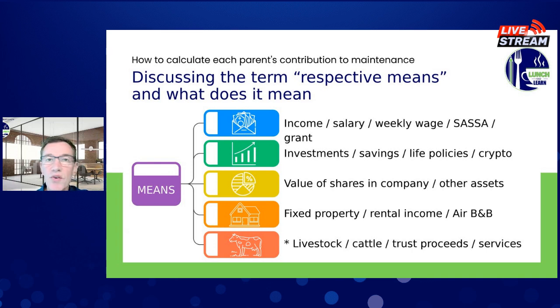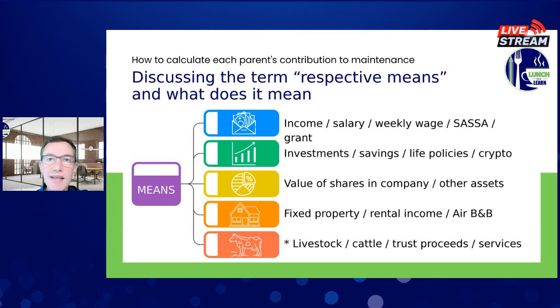If you rent it out through Airbnb, Booking.com, or some of those sites, the income derived from that would also be considered to be part of your means. Now, the Law Reform Commission, and we'll get to that in a moment, also mentioned that even cattle or livestock or anything tangible could be used as a form of means. And they referred specifically to livestock and to cattle.